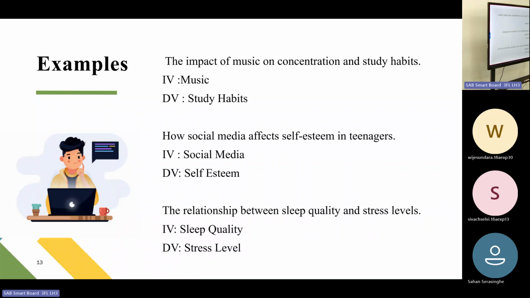The second one, what is it? How the social media affects self-esteem in teenagers. What is the independent variable? Is that real? Or how? How does it happen? How does the social media impact their self-esteem? Is it impacting?